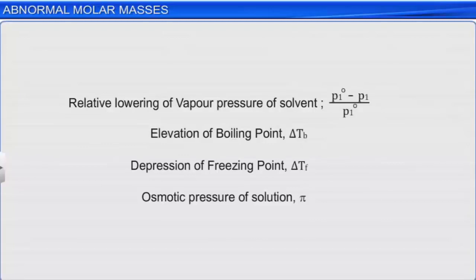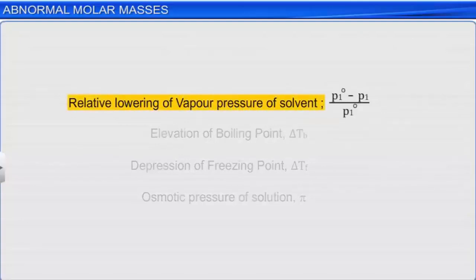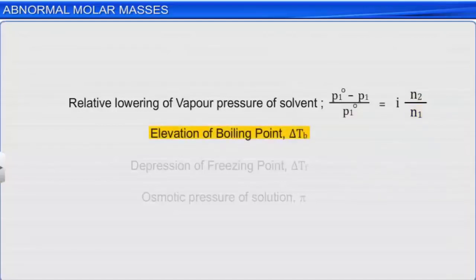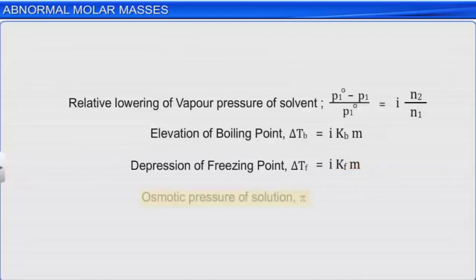Relative lowering of the vapor pressure of solvent: (P1° minus P1) divided by P1° is equal to i multiplied by n2 divided by n1. Elevation of boiling point, delta Tb, is equal to i multiplied by Kb multiplied by m. Depression of freezing point, delta Tf, is equal to i multiplied by Kf multiplied by m. Lastly, the osmotic pressure of a solution, pi, is equal to i multiplied by n2 multiplied by R multiplied by T divided by V.